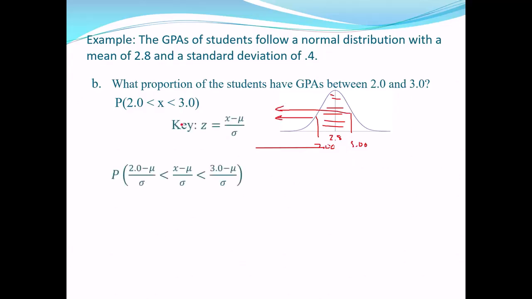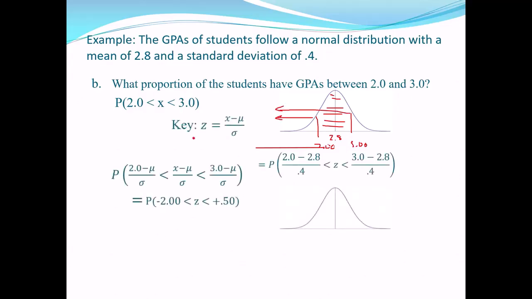Here's one way of doing it. We can change it to z-scores. This should be the value 0 here, sorry. This is a z-score of -2. This is a z-score of +0.5. What I'm saying is a GPA of 2.0 falls 2 standard deviations below the mean. A GPA of 3.0 falls 0.5 standard deviations above the mean. I could go to my z table, look up the -2.00, get the cumulative probability. I could take the 0.50, get the cumulative probability, and subtract them.